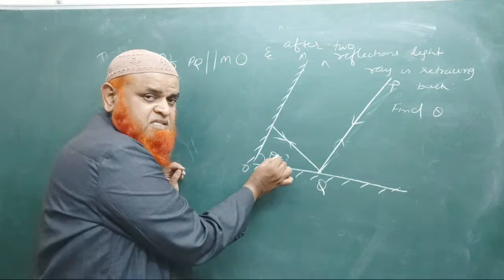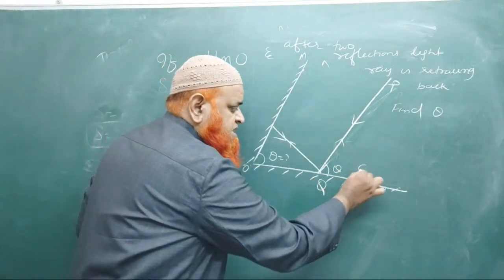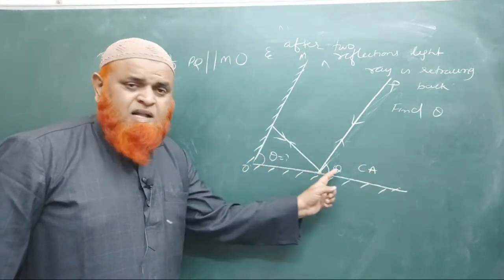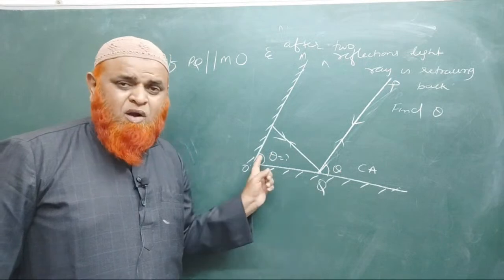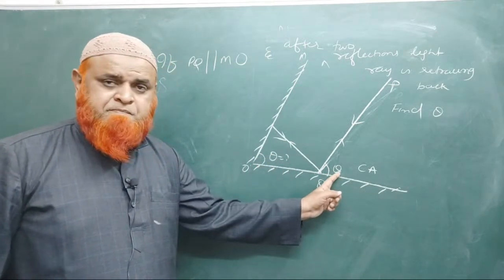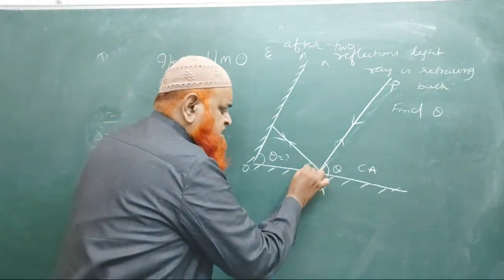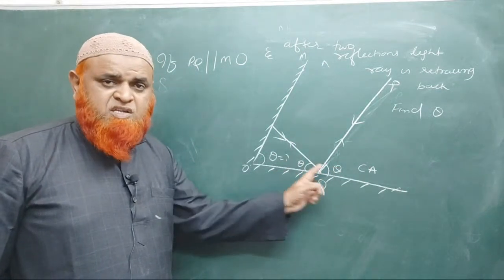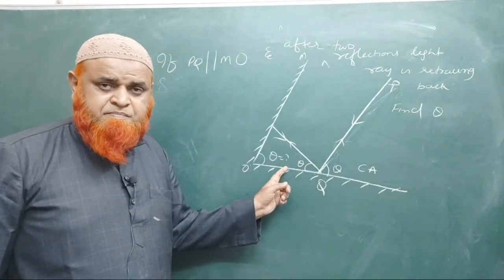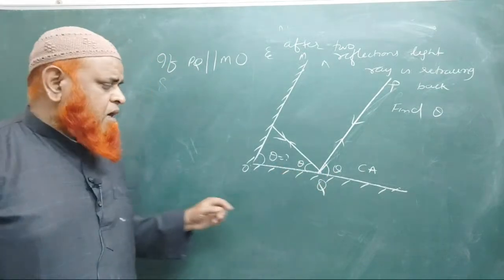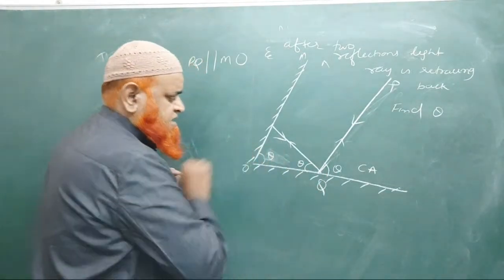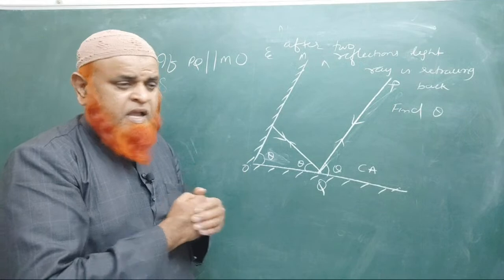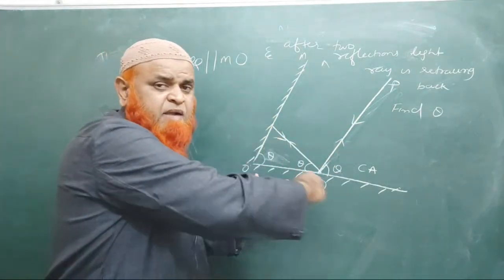Then if this angle is theta, this is also going to be theta. These are called corresponding angles. And if this is theta, this is also going to be theta. These are called glancing angles. They have to be the same. Now, with this it is clear that in which direction it is entering, in the same direction it is moving.